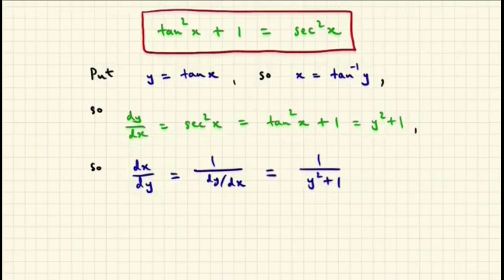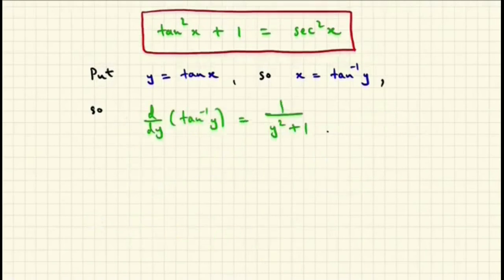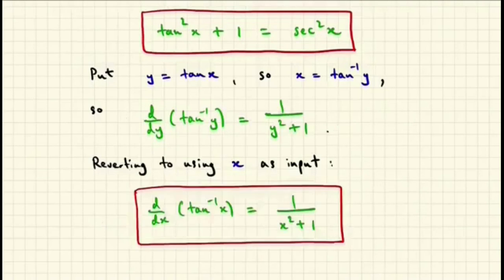But x is inverse tan of y. So this says that d dy of the inverse of tan y must be 1 over y squared plus 1. Switching back to x as the typical input, replacing y by x gives d dx of the inverse of tan x equals 1 over x squared plus 1, which is the rule for the witch of Maria Agnesi, confirming what we suspected based on visualizing slopes of tangent lines.